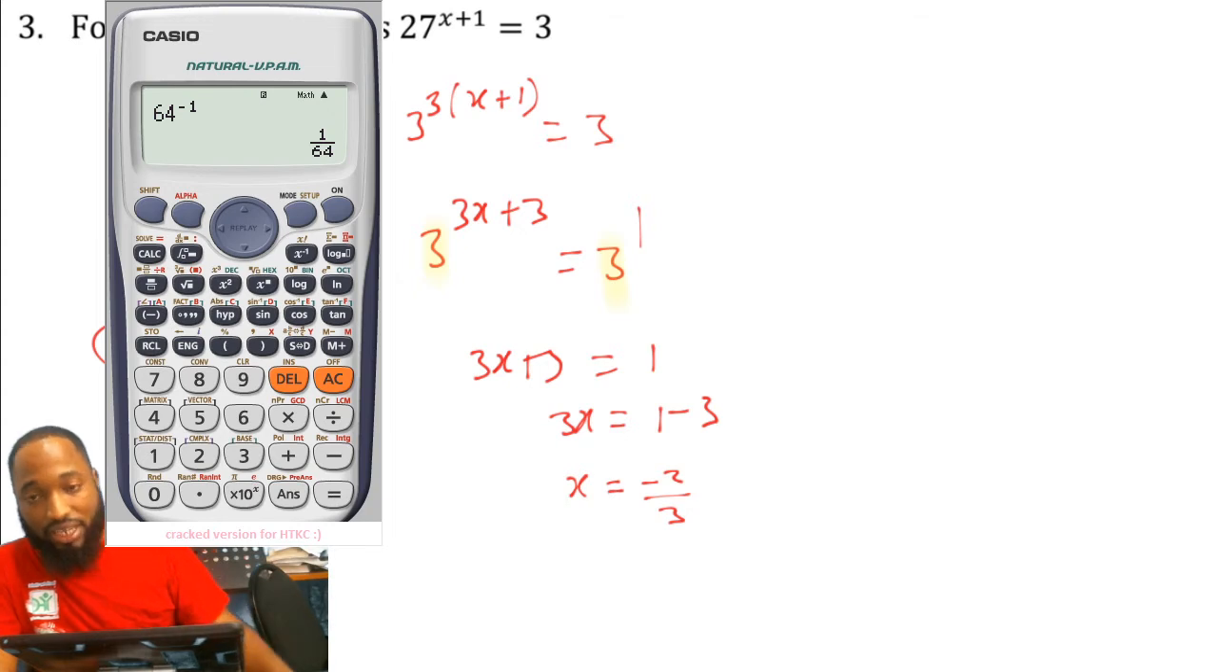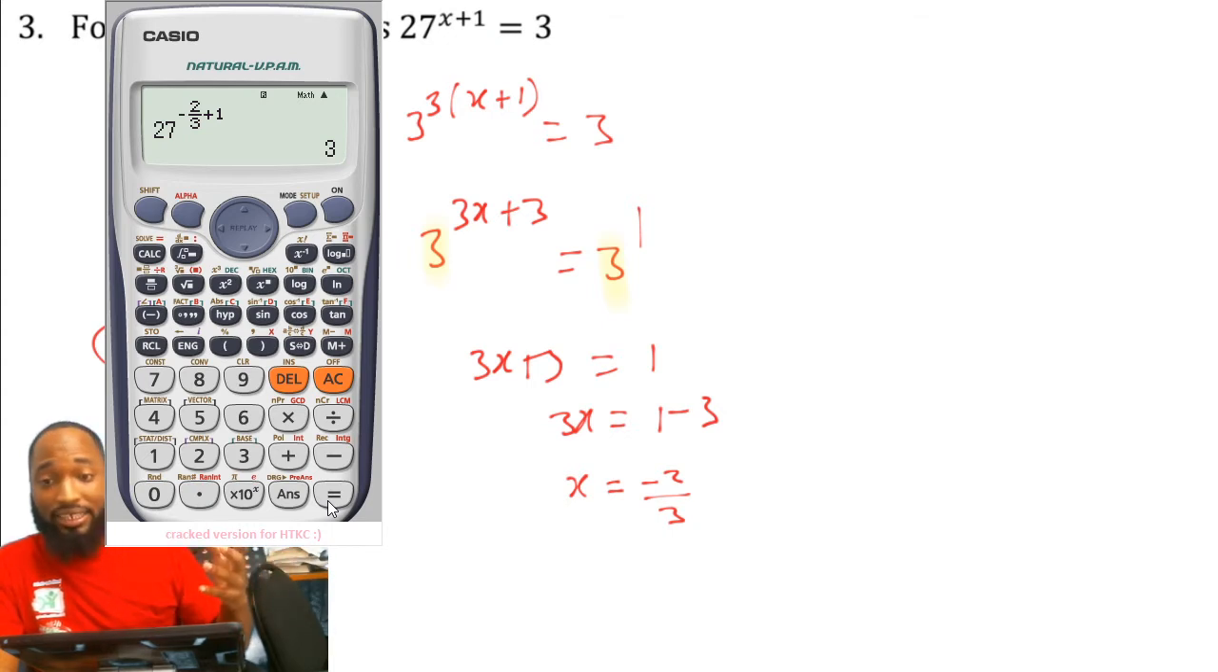Same thing here, 27 to the power of x plus 1. So you can try one of the answers. 2/3 plus 1 plus 1. The thing with this calculator, I don't need to put brackets because it understands that it's 2/3 plus 1 first. And see if I get 3. I don't. So let's try something else. Let's try the negative, which was the answer. And I get 3. Boom, you get the answer.